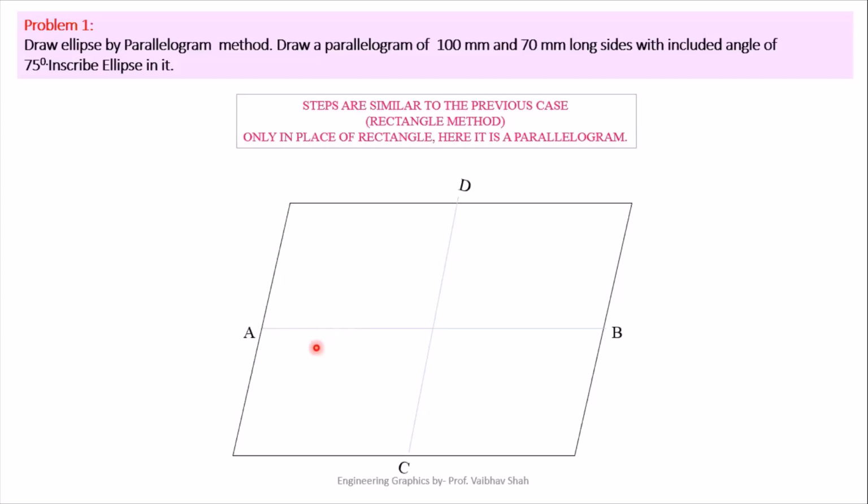And if you are dividing this horizontal line into 4, 5 or 6 parts, then you must divide the same number of equal parts on your vertical line here. So let us start dividing this line. We'll be dividing this vertical line somewhere here into 4 equal parts.